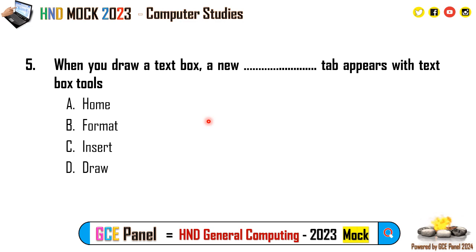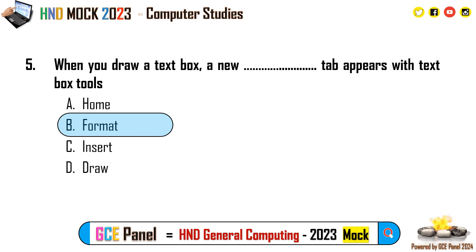Question 5. When you draw a text box, a new dash tab appears with text box tools. So for example, in Word, when you insert a text box, a format tab is going to appear just at the top right, which you can use in formatting the contents of that box, okay? So a format tab appears.